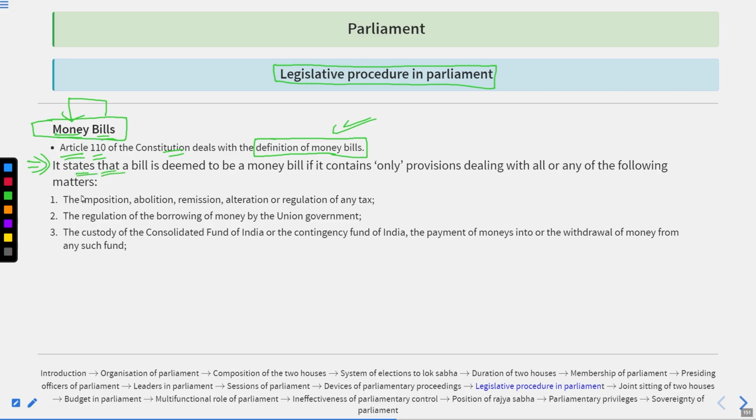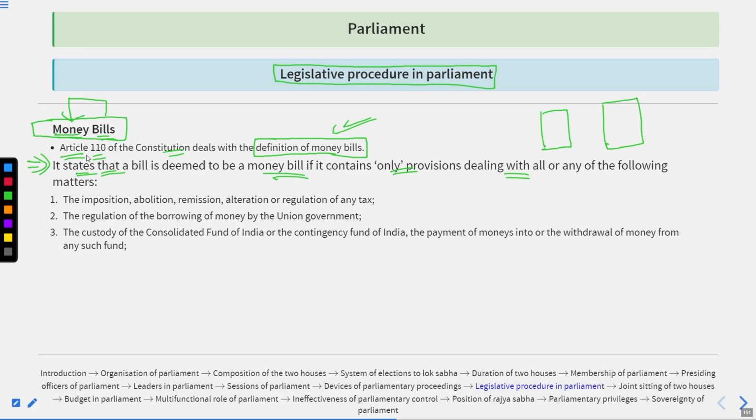So it states that a bill is deemed to be a money bill if it contains only provisions dealing with all or any of the following matters. It means that, for example, suppose this is a bill and this is another bill. Two bills are there. Now you have to specify which of them is a money bill and which is not a money bill.